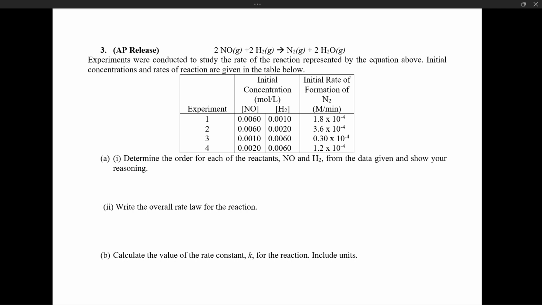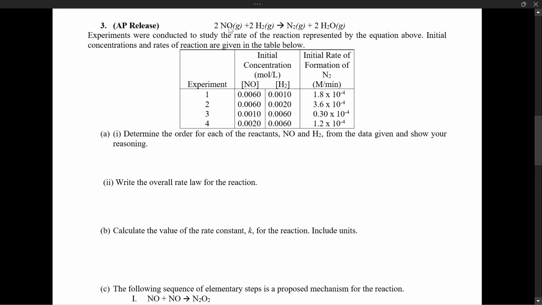All right, in this video, we're going to take a look at a combined kinetics problem where we're using data to determine the rate law and then matching that to a reaction mechanism. So we've got a balanced chemical equation right here, and then we have some experimental data showing the relationship between concentration and reaction rate.